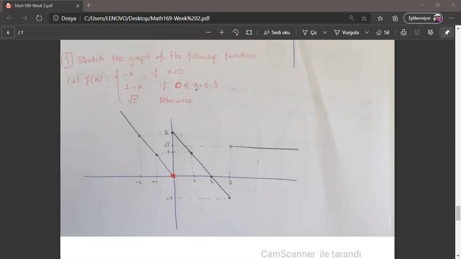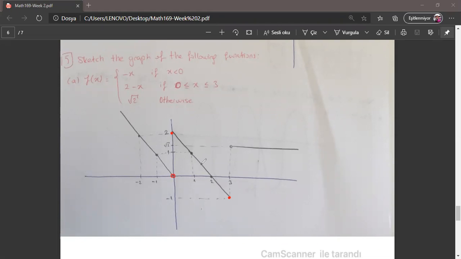So what about this interval? From 0 to 3, it's defined by 2 minus x. So we first compute the ending points. We put x equals 0 and get 2. So we have this point now. What about 3? When we put x equals 3, we get minus 1. As it's a line, it's enough to find only 2 points on it. So we have this line.